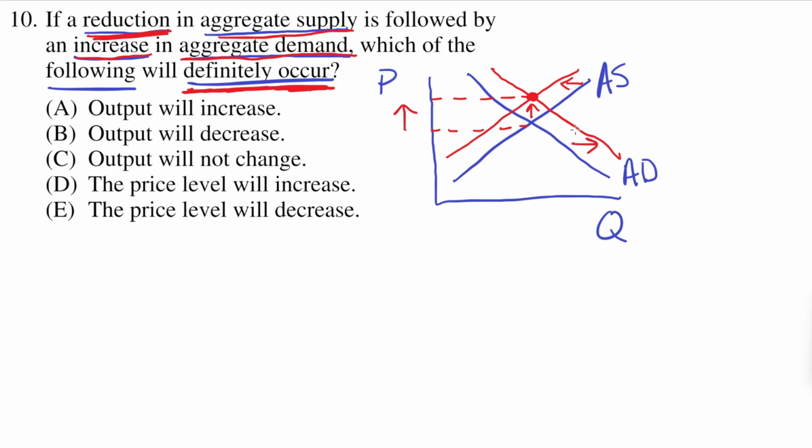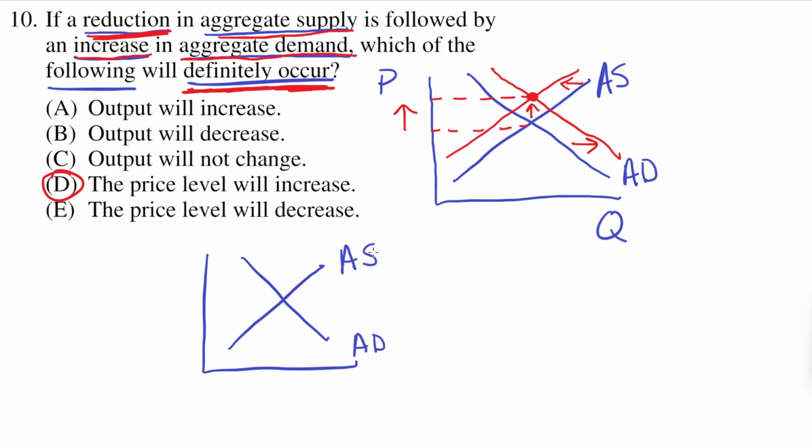We know for a fact that the price level will increase, but the problem is, what about output? Because if we draw this graph here, we have aggregate demand, aggregate supply. Here in this graph, because aggregate supply and aggregate demand roughly decreased and increased by the same amount, the quantity did not change. We see that the price just changed, but the quantity remained the same.